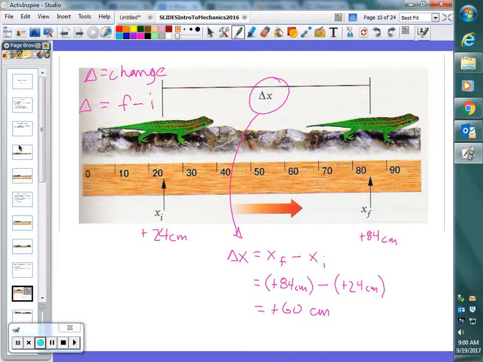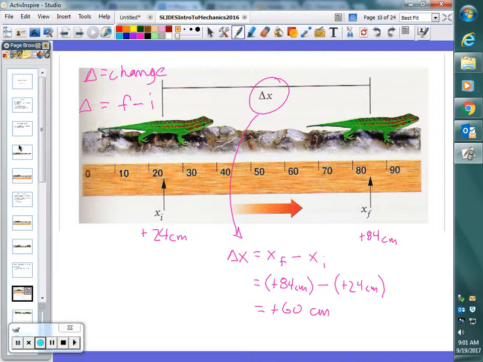Carlos, what do we need to know to describe the displacement? Where it is and where it was. Where it is and where it was, right? We need to know where it starts and where it finishes. That's the definition of displacement: the difference between where it ends up versus where it started, okay?